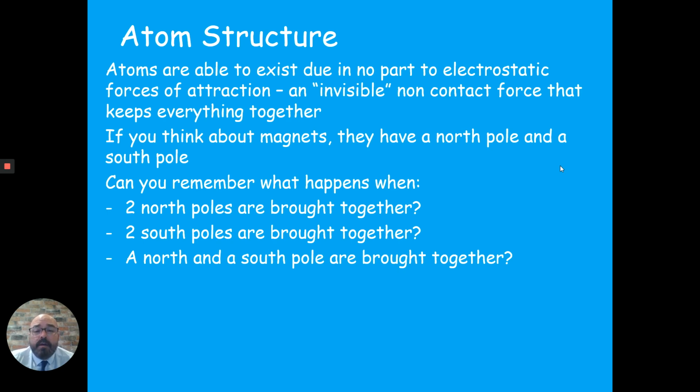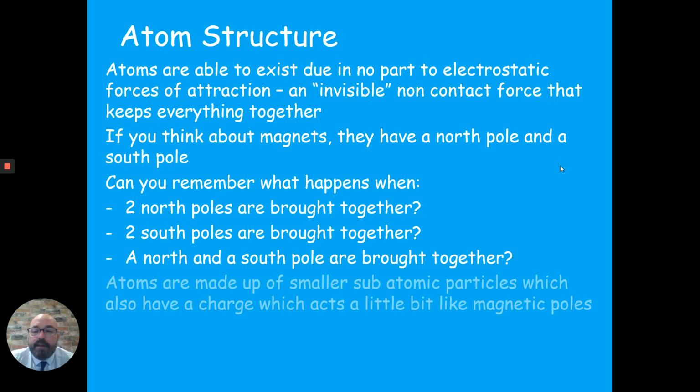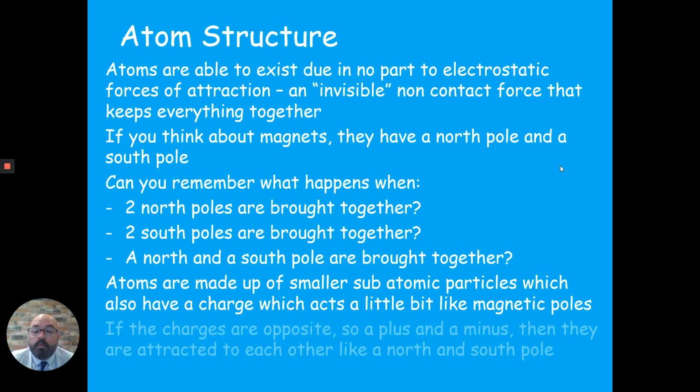Now, if we take this at an atomic level, it's kind of the same sort of idea. Atoms have smaller subatomic particles, and these have a charge. So they could have a positive charge or a negative charge, and they work a little bit like magnetic poles in so much as if the charges are opposite, so if you have a plus and a minus or a positive and a negative, then they will be attracted to each other, a little bit like a north and south pole. But if the charges are the same, so a plus and a plus, they will repel and push away from each other.